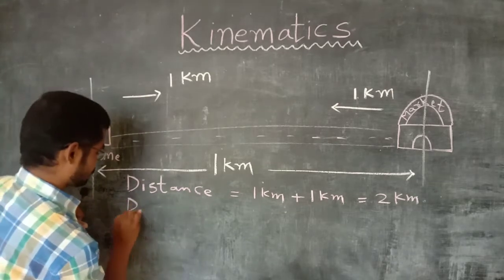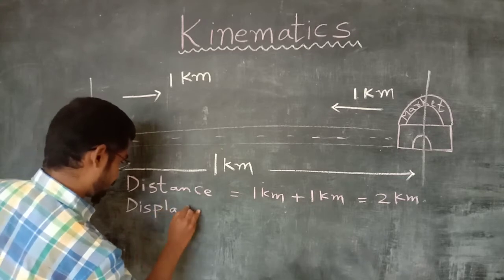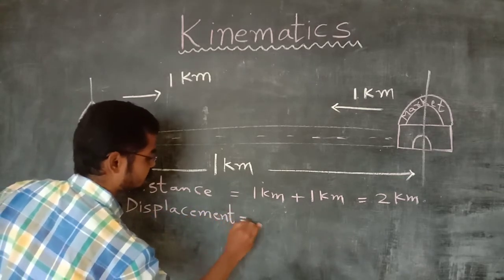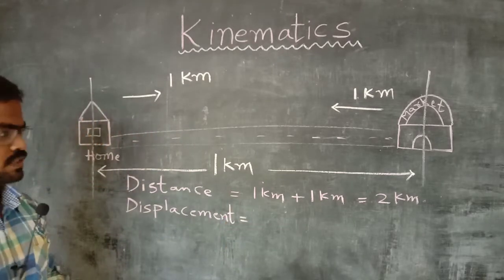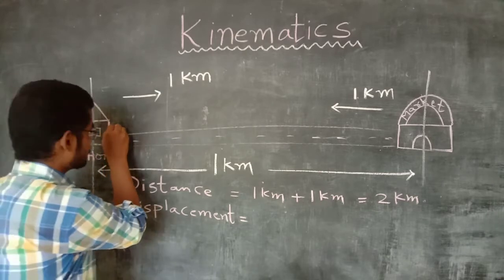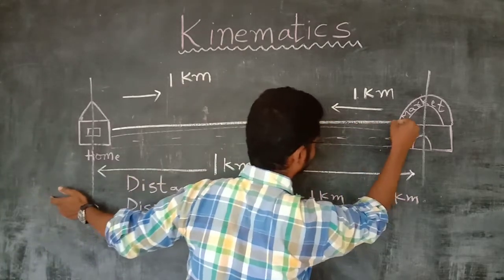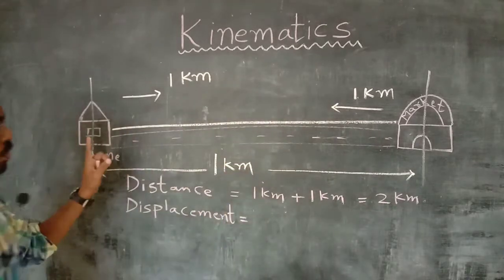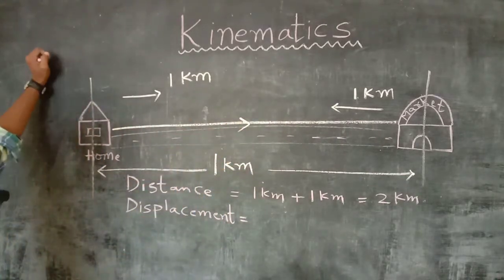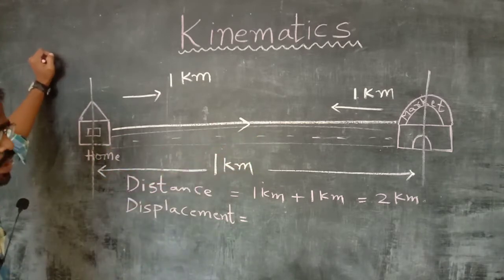Displacement, actually I didn't tell you what the actual definition of displacement is. After these examples we will see what displacement is. I told you that it is the shortest path length. So you have to join these two, home and market, in a straight manner. Okay, we have joined. So from home to market, how much is the path length?